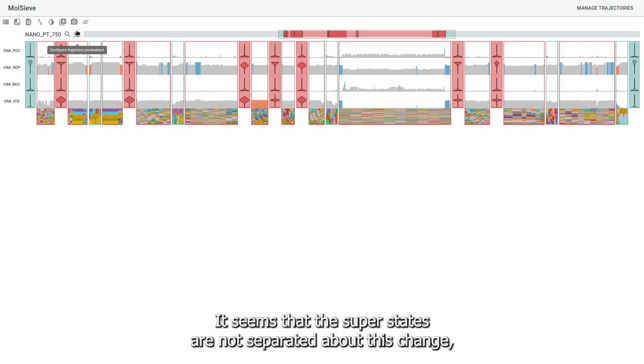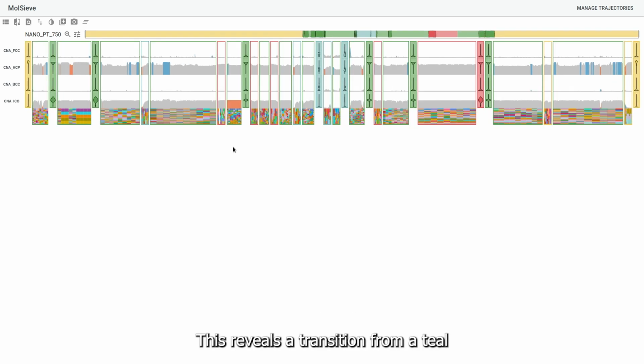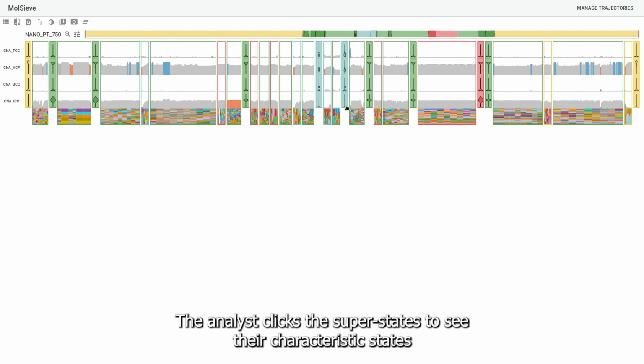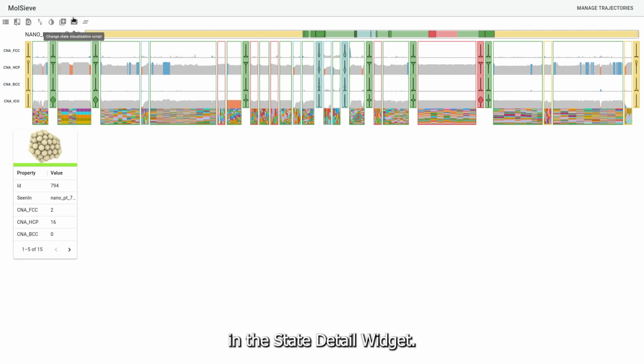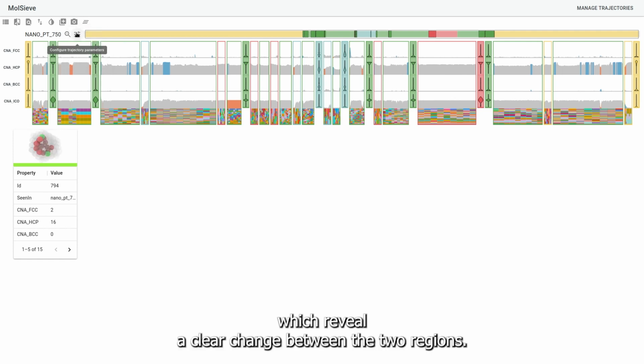It seems that the superstates are not separated about this change, so the analyst changes the PCCA cluster count to 4. This reveals a transition from a teal to a green superstate, describing that exact change. The analyst clicks the superstates to see their characteristic states in the state detail widget. They also change the 3D render to highlight the CNA counts, which reveal a clear change between the two regions.